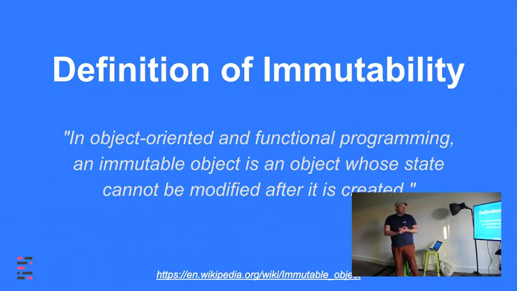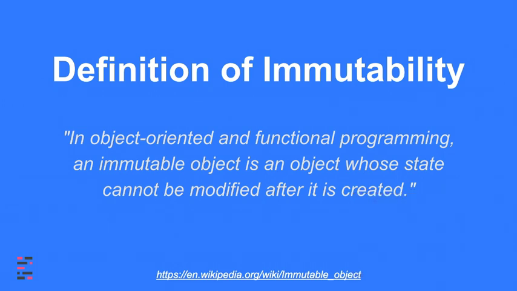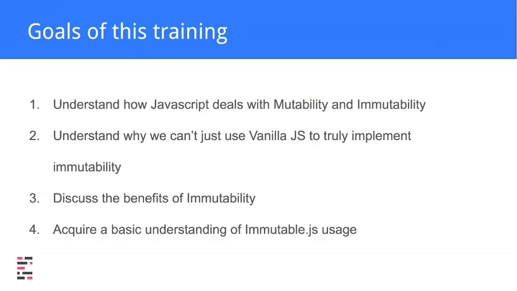So how do we define immutability? Reading off the slides, spoiler alert: in object-oriented and functional programming, an immutable object is an object whose state cannot be modified after it is created.